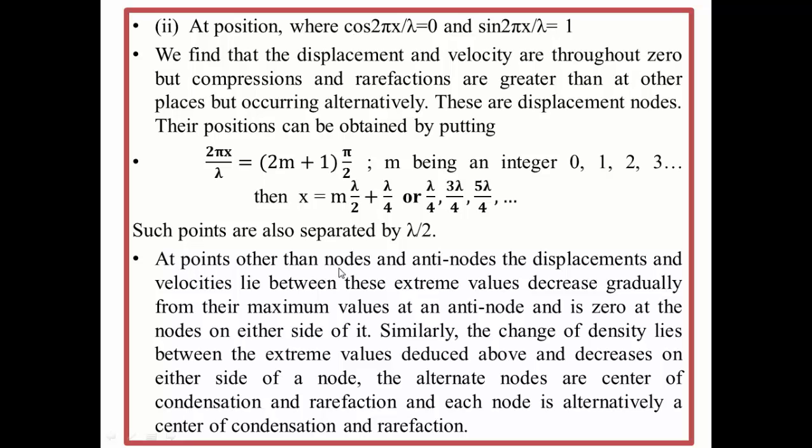At points other than nodes and antinodes, the displacement and velocity lie between the extreme values and decrease gradually from their maximum value at the antinodes to 0 at the nodes on either side.